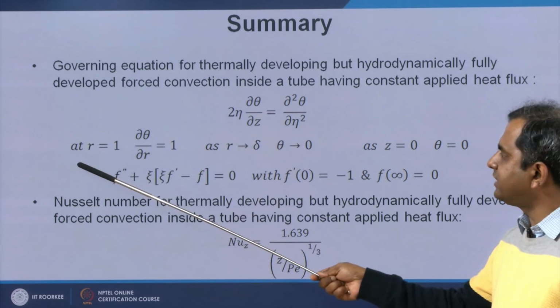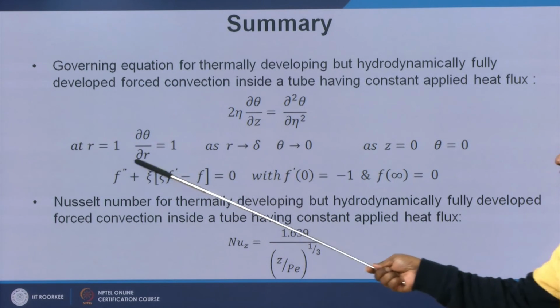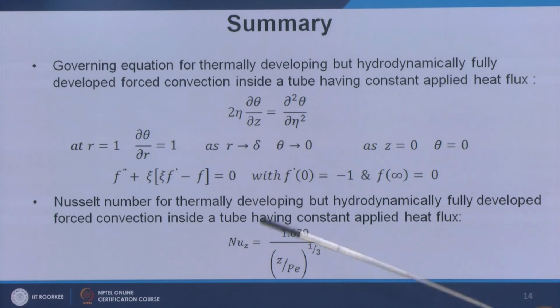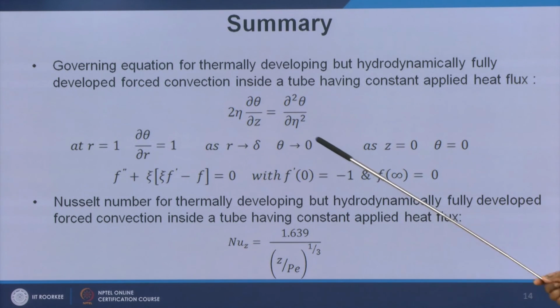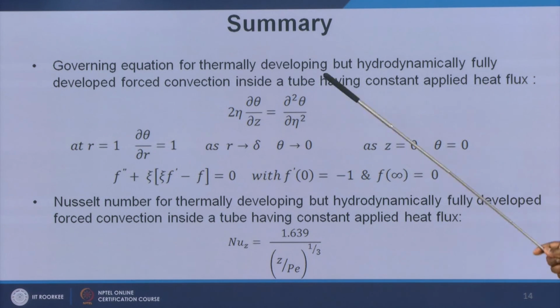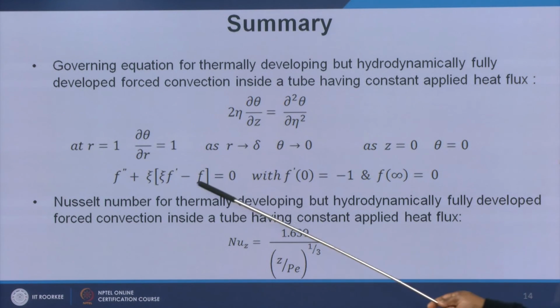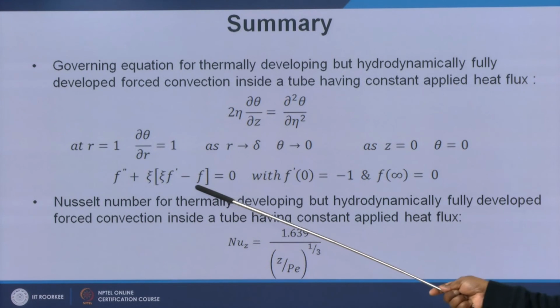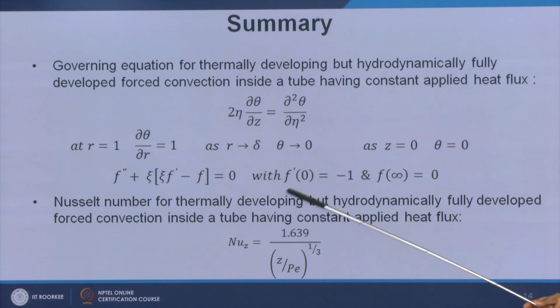Corresponding boundary conditions: this is the boundary condition at the wall, del theta del r equals 1, and these are the boundary conditions at the axis, and this is the boundary condition at the entry. Once we reduce to subsequent stages via the similarity variable and theta to theta 1, finally we get f double dash plus zeta into zeta f dash minus f equals 0, with the boundary conditions f dash 0 equals minus 1 and f infinity equals 0.